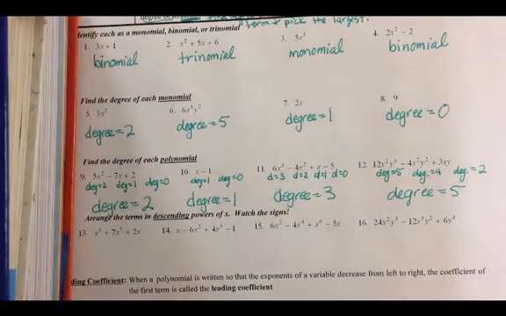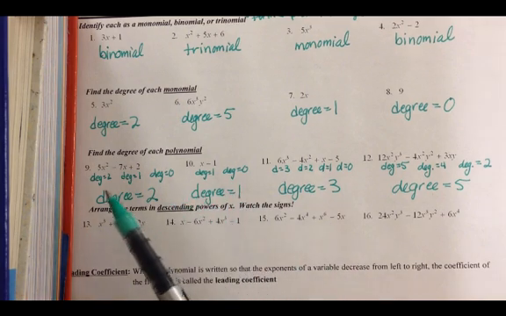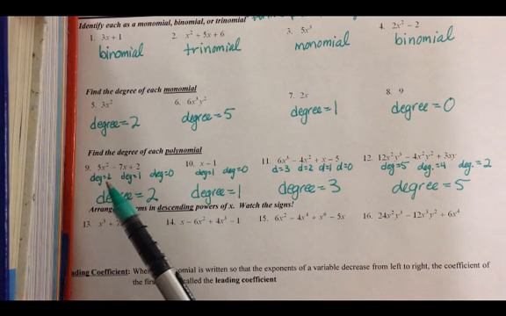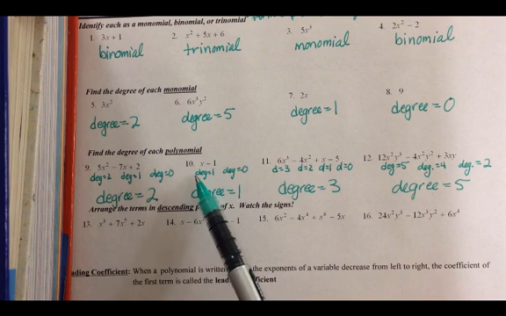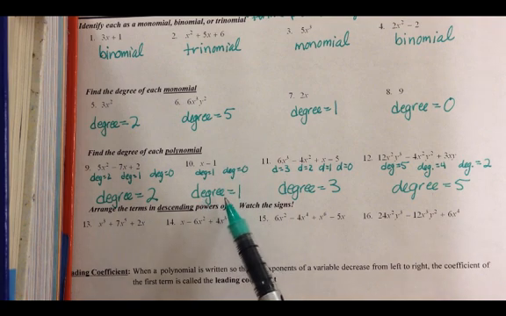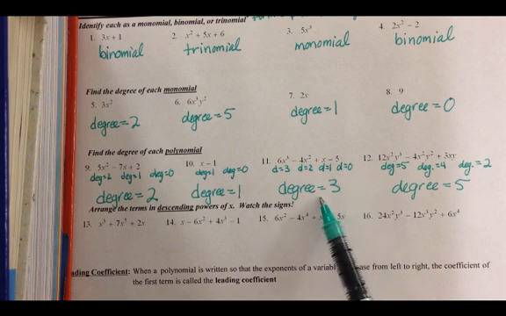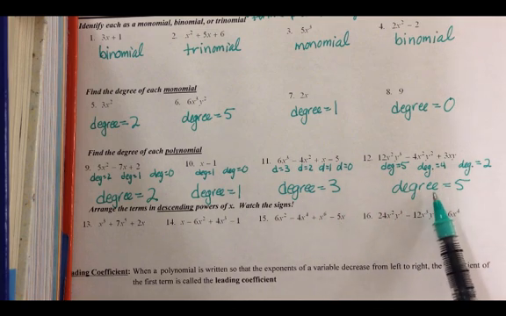And here are the last 4 that I asked you to do. You'll notice that underneath each term of my polynomial, I put each term's degree, and then I chose the largest for the polynomial. So the degree of each term, and then choose the largest.